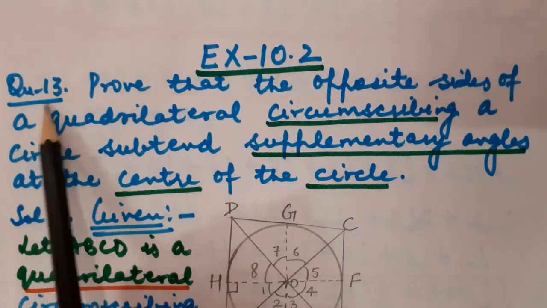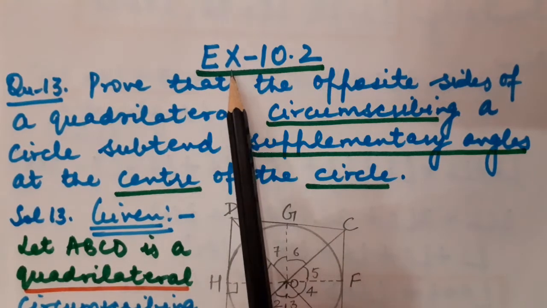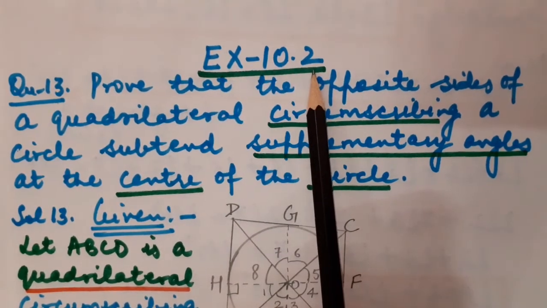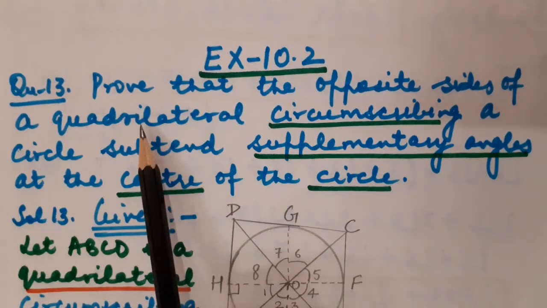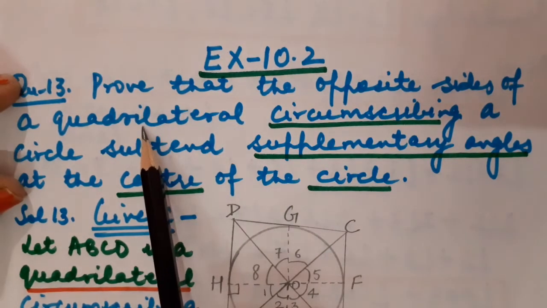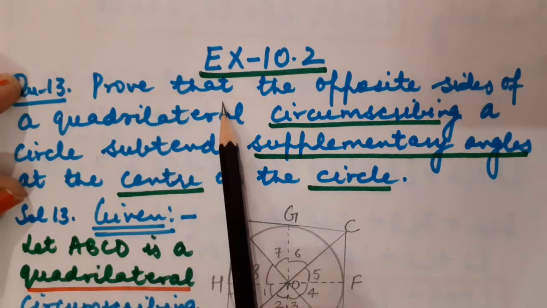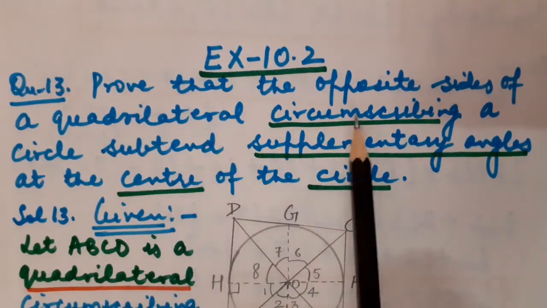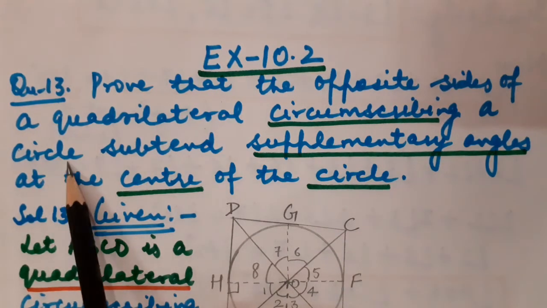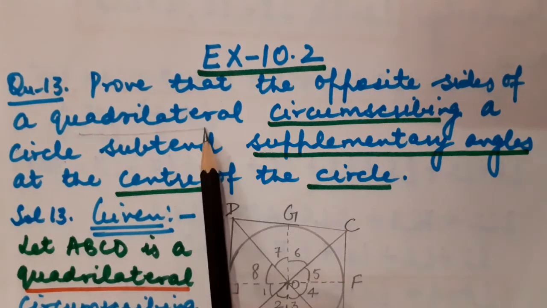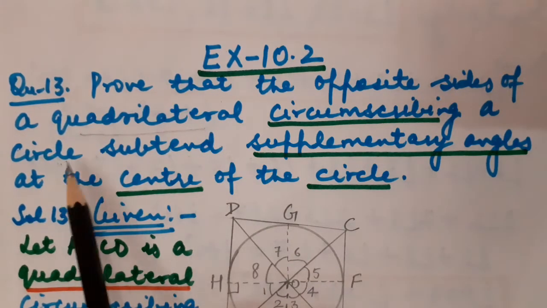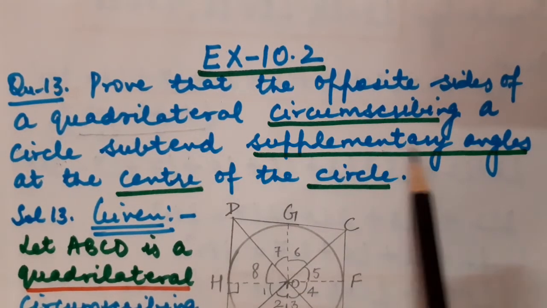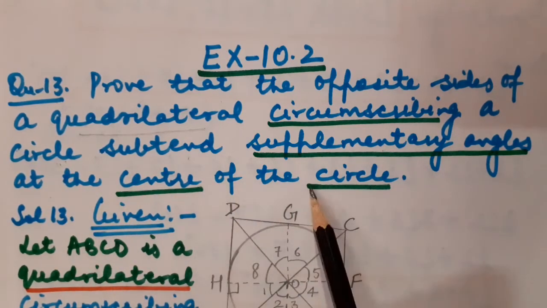Children, our last question, number 13, is left from exercise 10.2. That question I am going to explain now. So what is the statement of question number 13? It is: prove that the opposite sides of a quadrilateral circumscribing a circle subtend supplementary angles at the center of the circle. Again, circumscribing a circle means the quadrilateral is covering the circle.